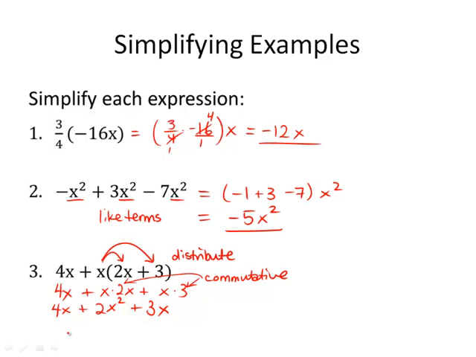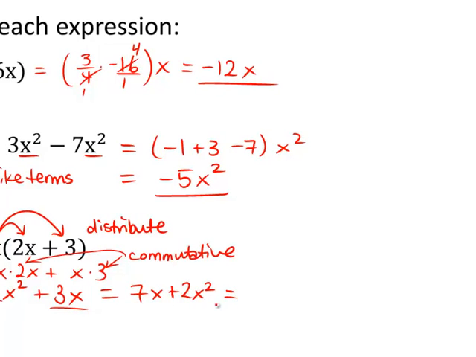Now you'll notice you still have some like terms here as well. The 4x and the 3x can be combined to give 7x plus 2x squared. Now this is correct, but also you could answer it as 2x squared plus 7x. This is actually preferred. It's a little more standardized because it's in decreasing exponential order.